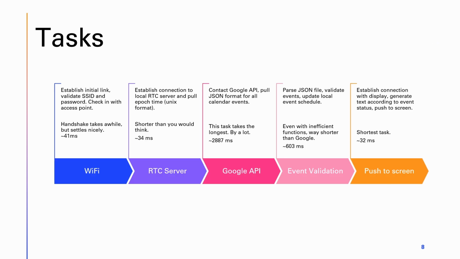All right, so here are my 5 main processes. It starts with connecting to the Wi-Fi. So that's very important. I can't do anything if I can't talk to the internet. Took about 41 milliseconds. That's right in the middle of the road for my shorter functions.